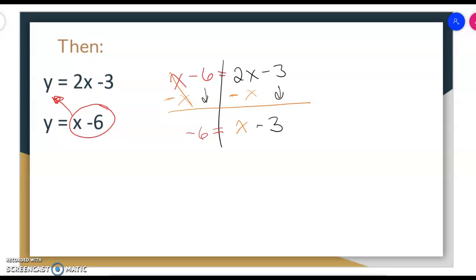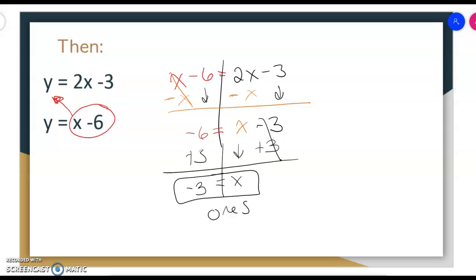So now I need to get x by itself by adding 3 to both sides because both of those are going to cancel. And I get x equals negative 3. So this is a one solution as well. Interesting. Wonder if we're going to have any more.